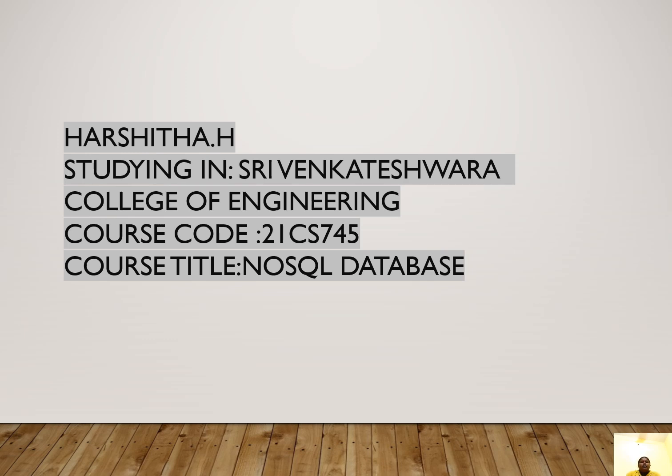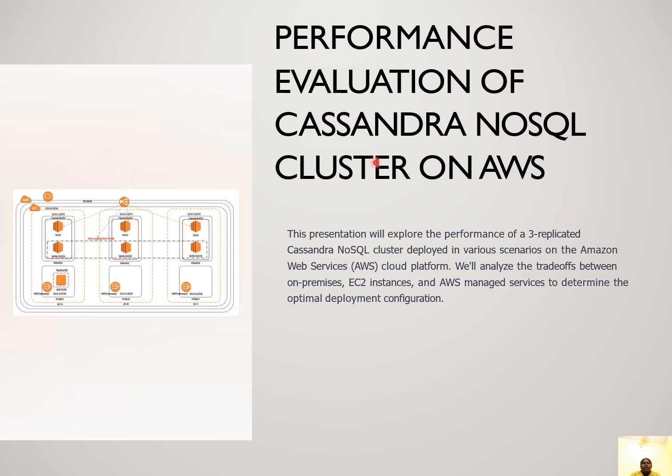This is Harshita H. Today in this video we are going to discuss a subject called NoSQL database. In that we'll discuss the performance evaluation of Cassandra using a NoSQL cluster on AWS. In this we'll explore the performance of a three-replicated Cassandra NoSQL cluster deployed in various scenarios on the Amazon Web Services cloud platform. We'll analyze the trade-offs between the EC2 instance and AWS managed service to determine the optimal deployment configuration.